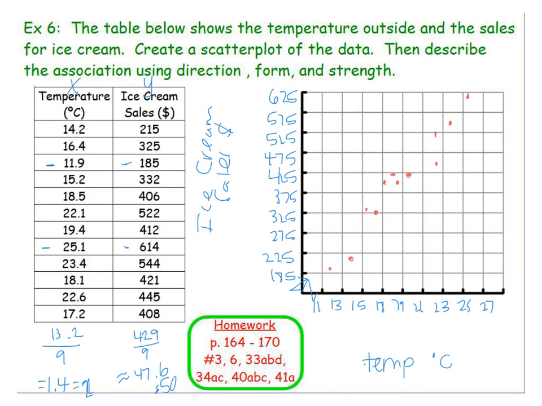So let's talk about the 3 important things. The direction, this is definitely, and I'm going to run out of room here. We're going to squeeze it down here. This is definitely positive. It is definitely linear. And I would call this one strong as well. And that is the end of the first part of Chapter 7.